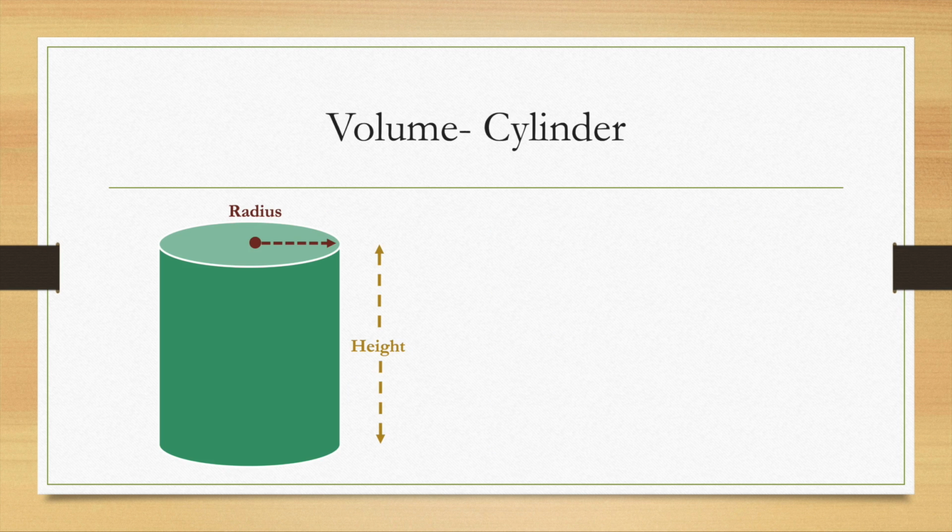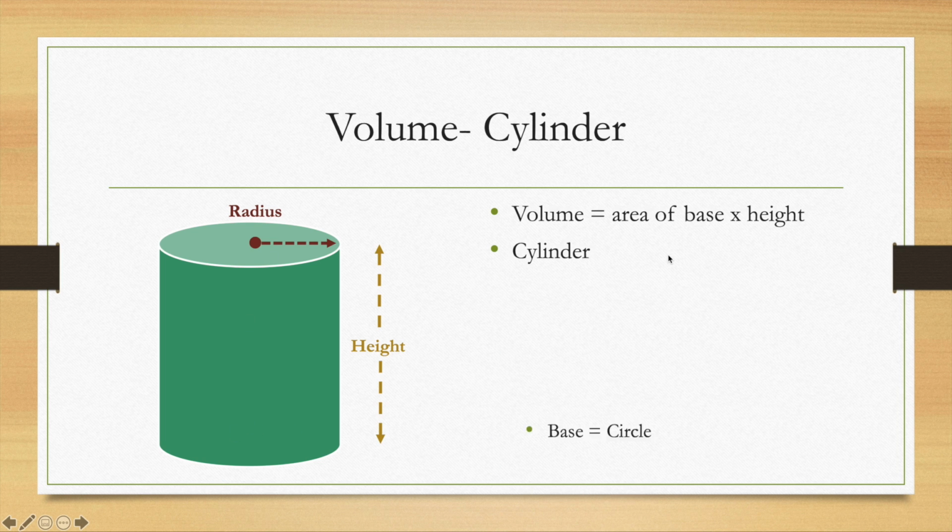So let's move on to volume of a cylinder. Once again, volume is the area of the base times the height. Just like last week with prisms, the top is the same as the base. So for a cylinder, our base shape is a circle. And as we've discussed previously and throughout the term, the formula for the area of a circle is pi r squared. Pi times the radius squared.